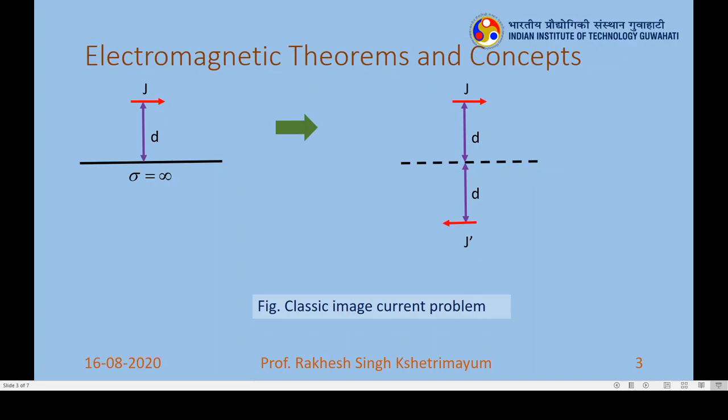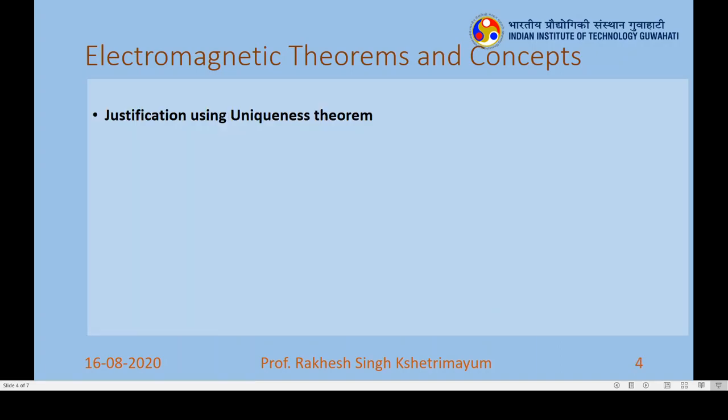In the dashed line, it will give you the boundary condition of the original problem. Tangential component of the electric field is 0. So this is an equivalent problem. So I would be able to solve the fields everywhere in the upper half plane by using this image principle. So let's see what we are doing is correct or not. I mean, we need to justify it using the uniqueness theorem.